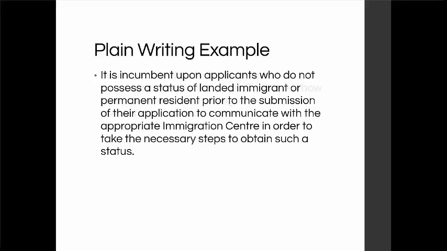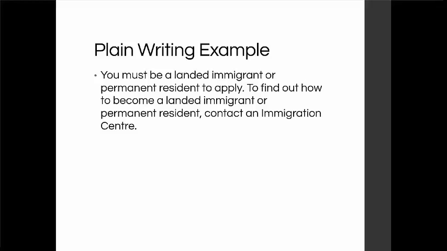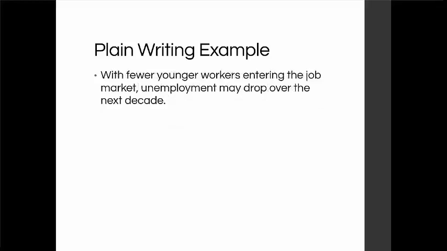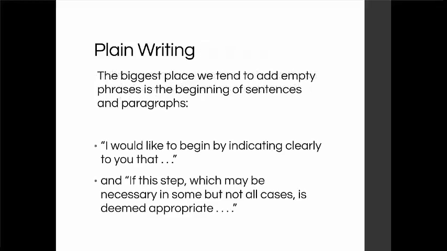Wouldn't it be much easier to just say something like this? Much clearer, much more concise. How about this one? Slower labor force growth may attenuate somewhat the problem of unemployment over the next decade. Yada, yada, yada. I don't even know what some of those words are. This is much better: with fewer younger workers entering the job market, unemployment may drop over the next decade. Keep things as simple as possible.